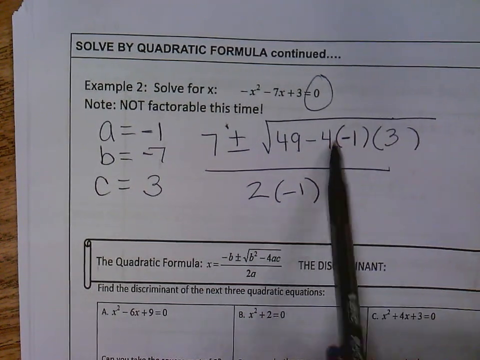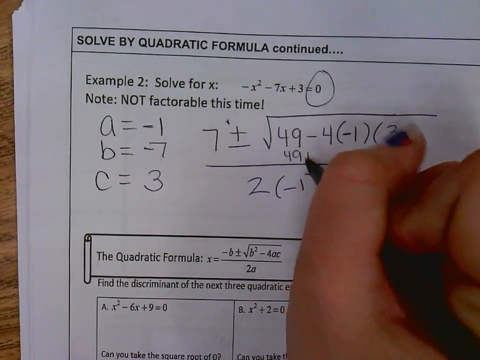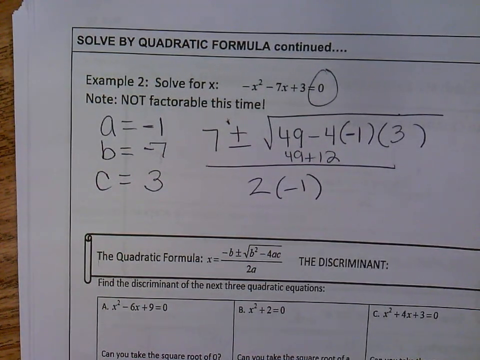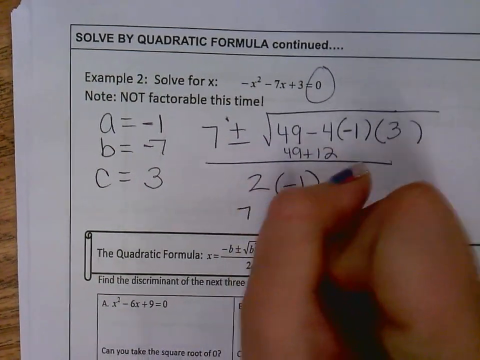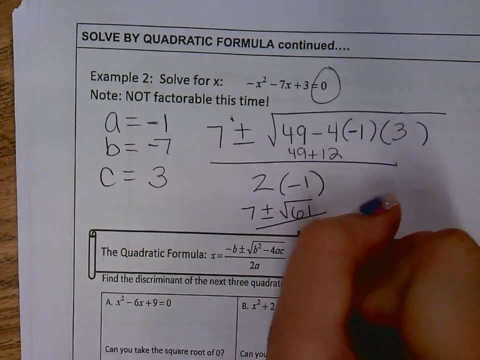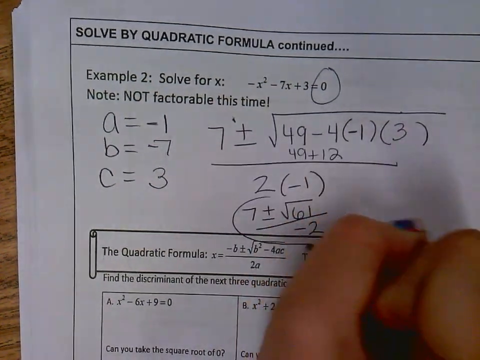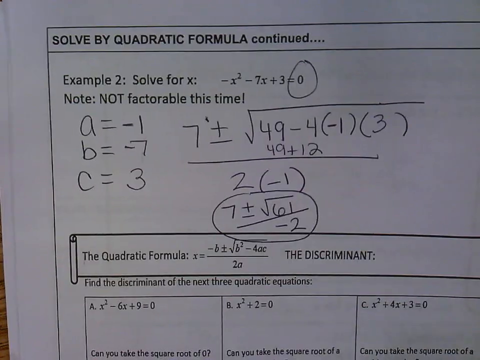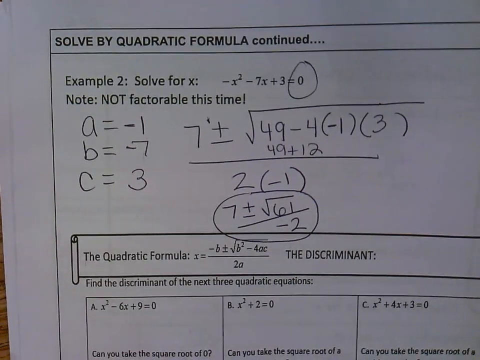So let's see, what is 49 plus 12? 61. Is that a reducible radical? Nope, 61. I think it's prime. So I would have 7 plus or minus the square root of 61 all over -2. I could leave my answer in reduced radical form, but I can't really figure out the x-intercepts, right? I don't know where I am.